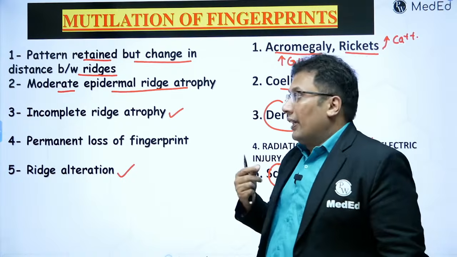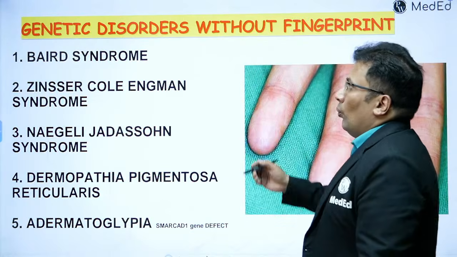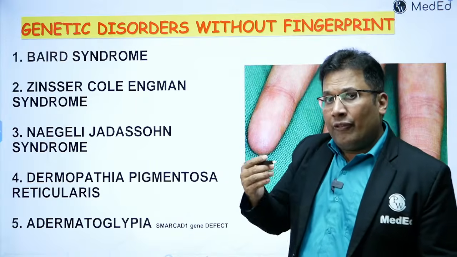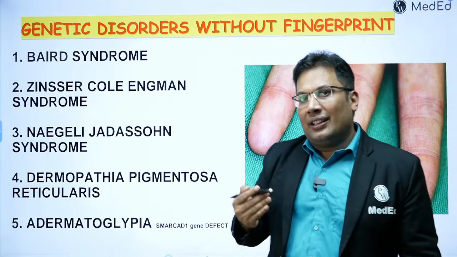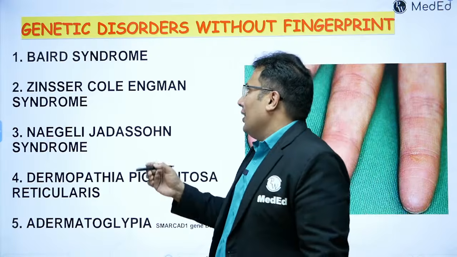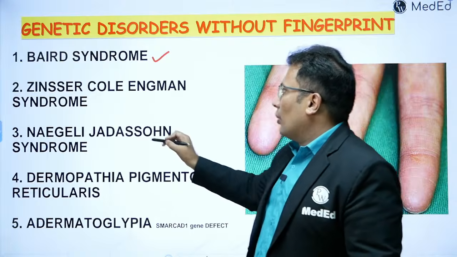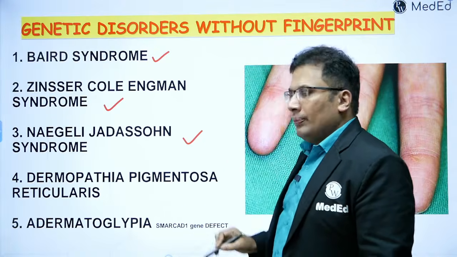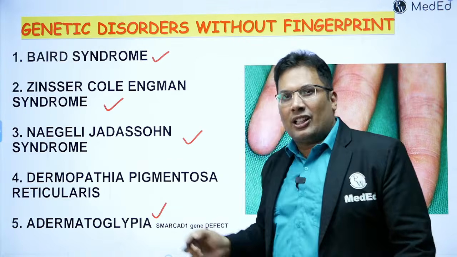Okay. Now, one more important point. What are the conditions in which fingerprints are absent? There are some genetic conditions in which fingerprints are absent. So what are they? Wade syndrome, Ginser-Coley-Ingman syndrome, Nagelli syndrome, adermatoglyphia. So all these are conditions where fingerprints are absent.